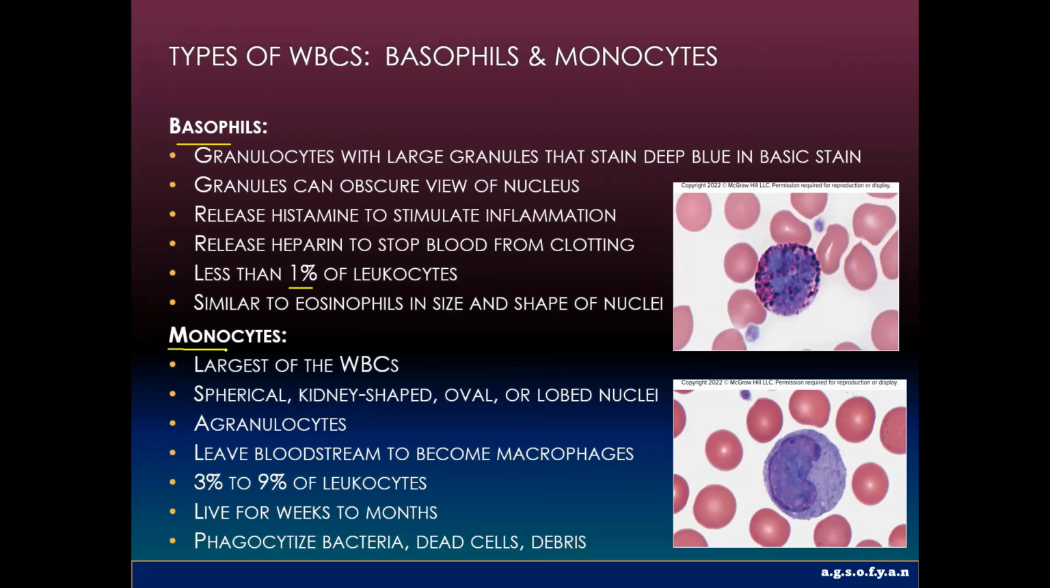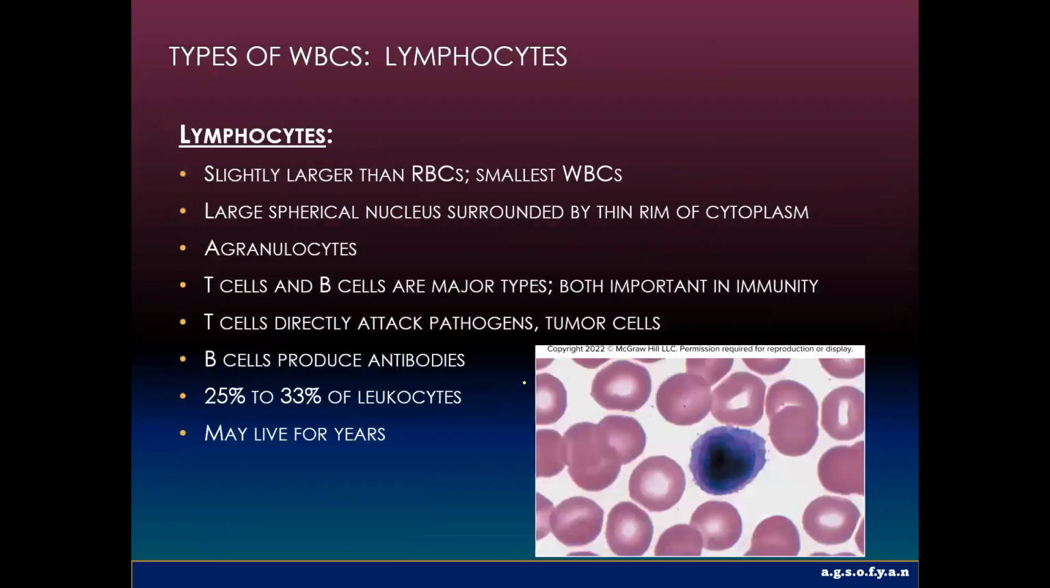The next one is monocytes. This is the largest white blood cell in size, really, really big. And also you can see the special shape of the nucleus. It looks like a kidney. So, kidney-shaped nucleus. So you can see them easily and you can tell, oh, this is monocyte. It's about 3 to 9% in our blood.